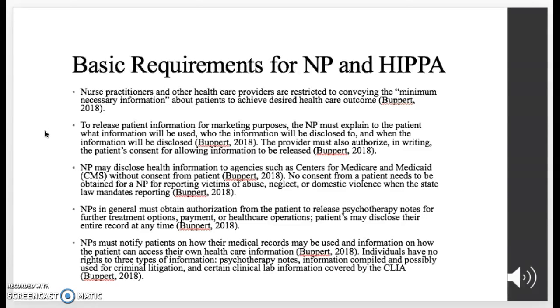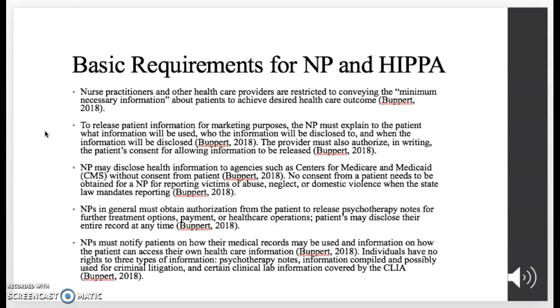Nurse practitioners may disclose health information to agencies such as the Centers for Medicare and Medicaid Services, CMS, without consent from the patient. No consent is needed from the patient if the nurse practitioner is reporting victims of abuse, neglect, or domestic violence when the state law mandates reporting. Nurse practitioners in general must obtain authorization from the patient to release psychotherapy notes for further treatment options, payment, or healthcare operations. Patients may disclose their entire record at any time.